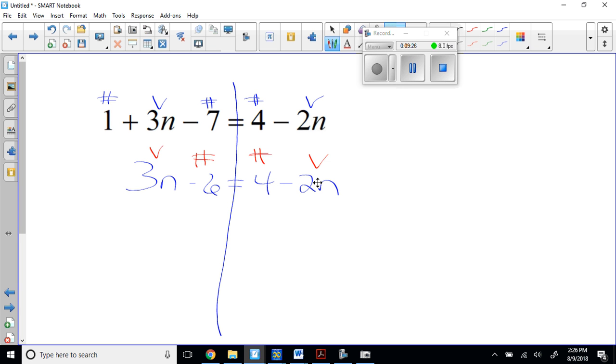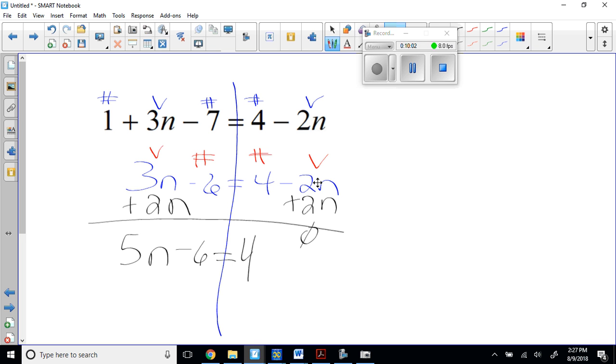The 2n? Not 2. There's not a 2 up here, and it's not just 2n, it is negative 2n. So, we got to make sure we're calling it by name, right? So, if it's a negative 2n, we need to do the opposite, right? So, plus 2n, and then plus 2n. Draw my line. Negative 2n, positive 2n, they're inverse operations. They create 0 pairs. They go to 0. The 4 comes down, equals, what's 3n and 2n? 5n minus 6.